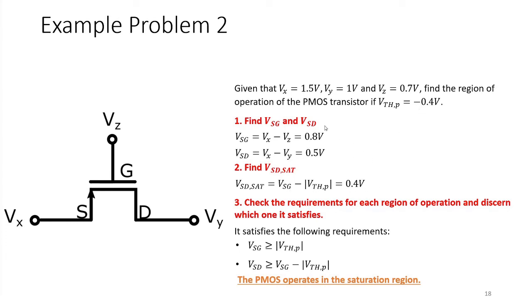Now we have these quantities, and we can find which region satisfies these voltages. As you can see, VSG is greater than the threshold VTHP, therefore this is on, and VSD is greater than VSG minus VTH. VSD is 0.5 and VSG minus VTHP is 0.4. Therefore, the region that has these requirements is the saturation region. So the PMOS operates in the saturation region.